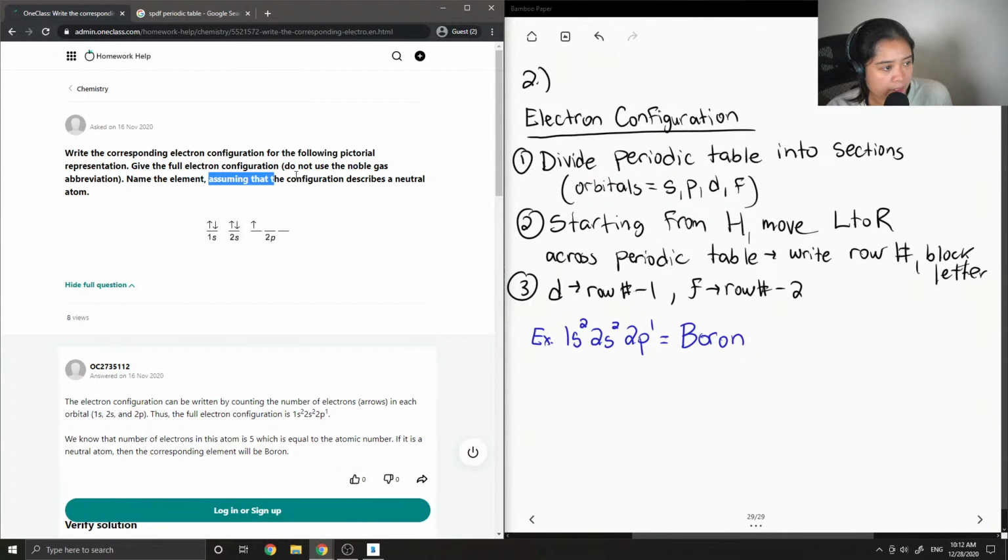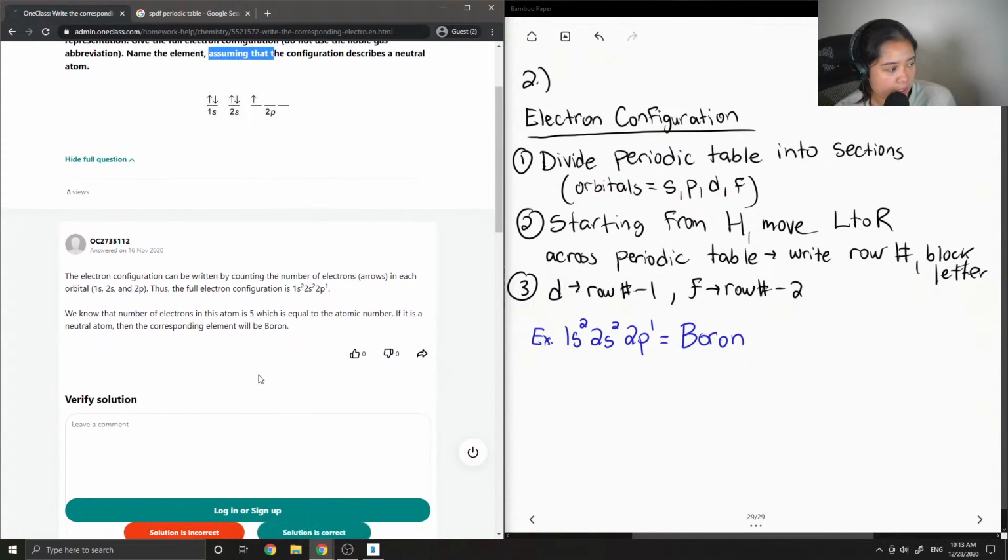And this is assuming that the configuration describes a neutral atom. So sometimes you're given a question where they want you to write the electron configuration of an ion. So they either subtracted or added some electrons. So that's when you would take that into account when finding the electron configuration of certain ions. But in this case, since boron is just neutral, it just has that given electron configuration.